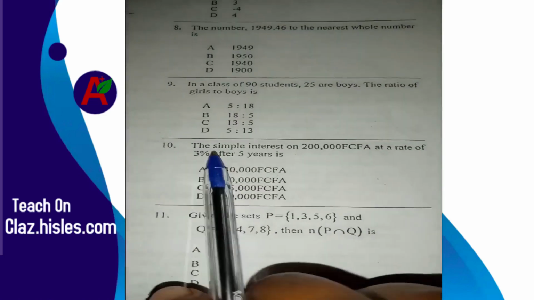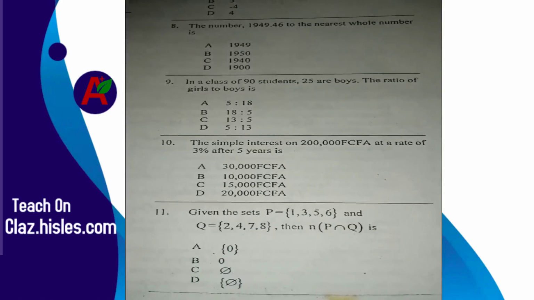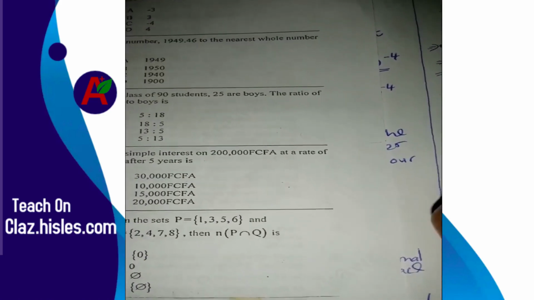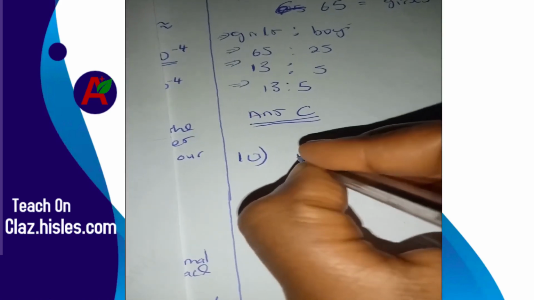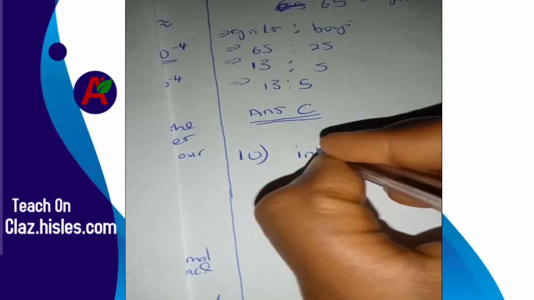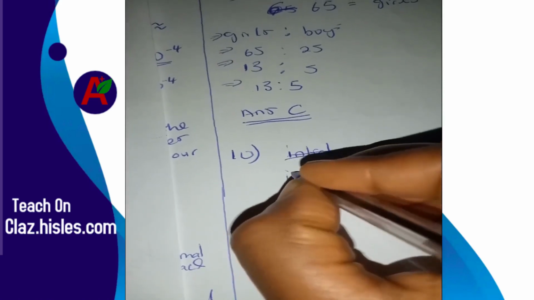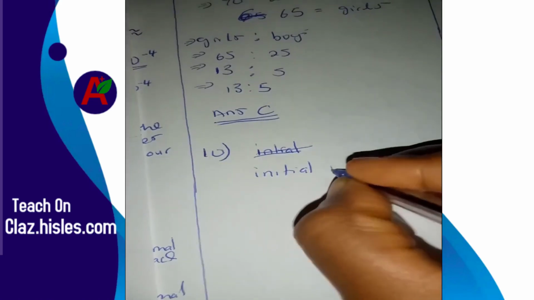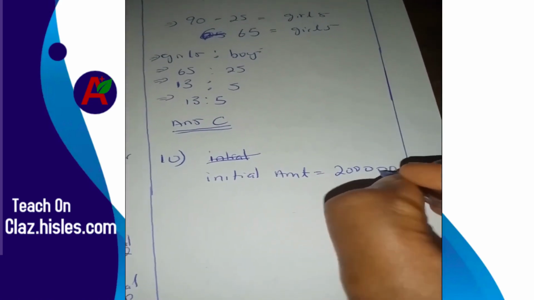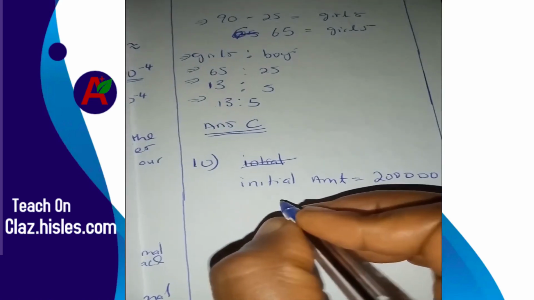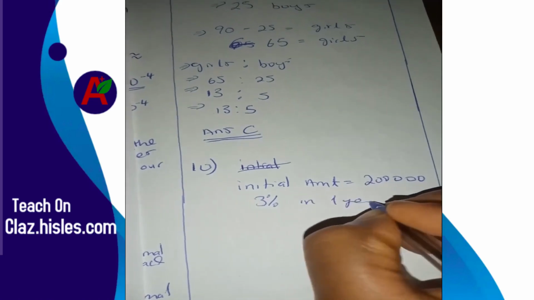Question number 10. The simple interest on 200,000 francs CFA at a rate of 3% after 5 years is... So what do we have? We have 200,000. What's our initial amount? The initial amount is 200,000 francs at an interest of 3%.